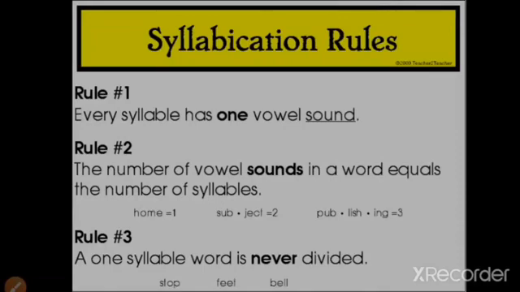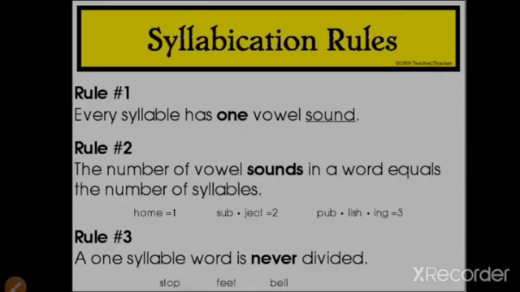Here there are 2 vowel letters, O and E, but E is silent. So that means O is the only one, so we can say one vowel sound. So home is a one syllable word. See the next word, subject. In subject there are 2 syllables, 2 vowel sounds, U and E. Like that, publishing. So the number of vowel sounds in a word equals the number of syllables.